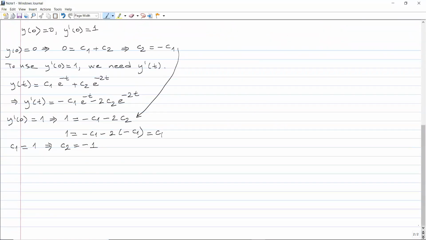So that means the unique solution of the given initial value problem, we use 1 for C1 and minus 1 for C2. So e to the minus t minus e to the minus 2t is the unique solution of the initial value problem.